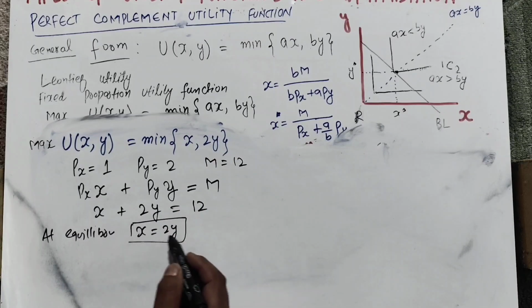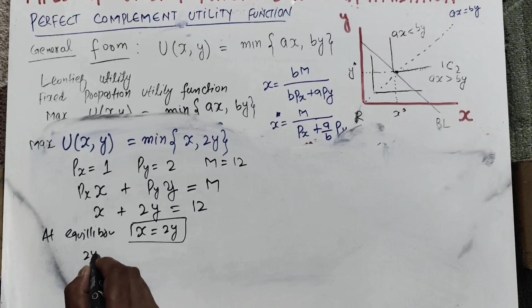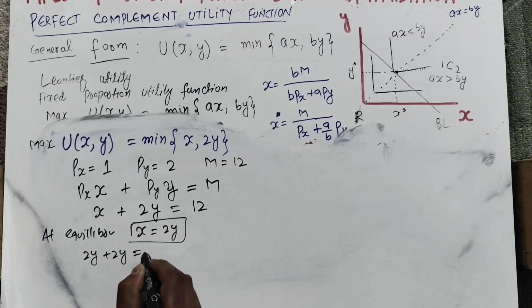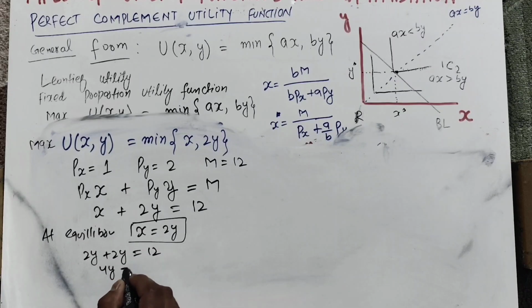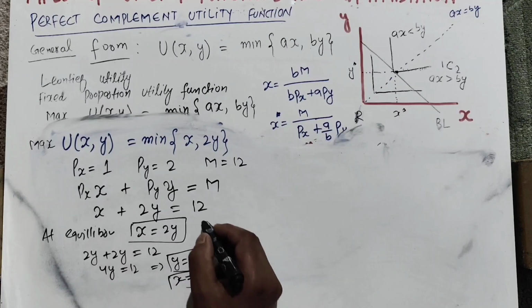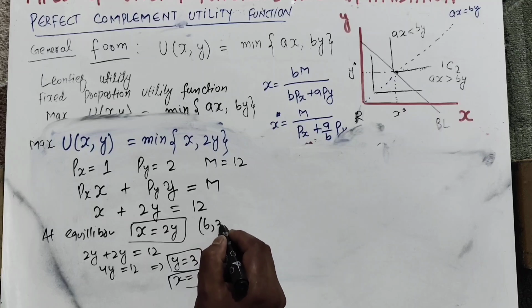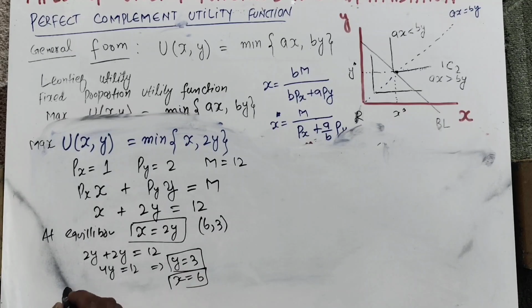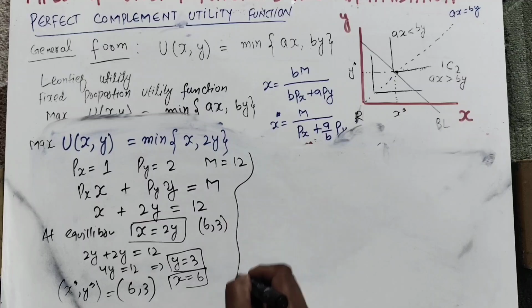So then we plug x equal to 2y in this equation, so we have 2y plus 2y is equal to 12. 4y is equal to 12 implies y is equal to 3. So y is equal to 3, which means x will be equal to 6. So x is equal to 6. So we have optimal bundle is 6 comma 3, or let me write it here, x star y star is equal to 6 3. This is our optimal bundle.